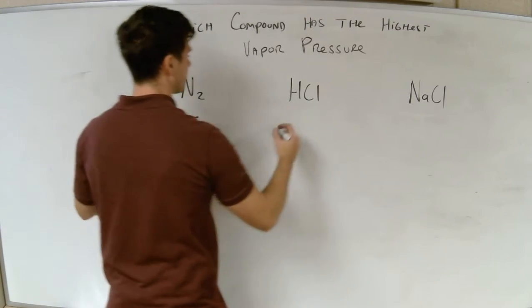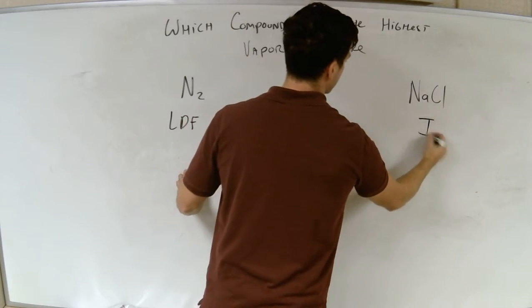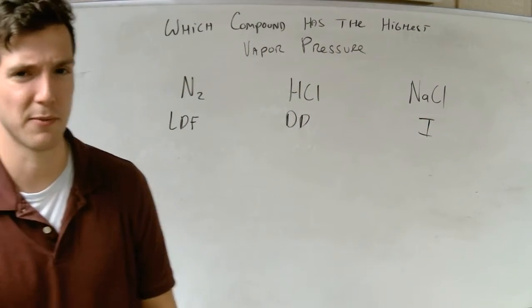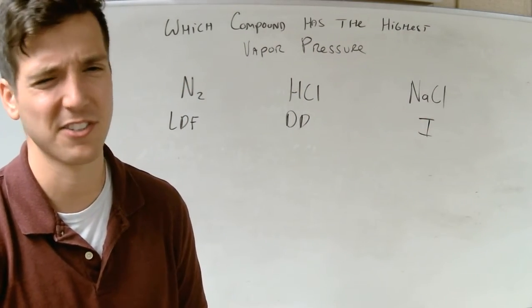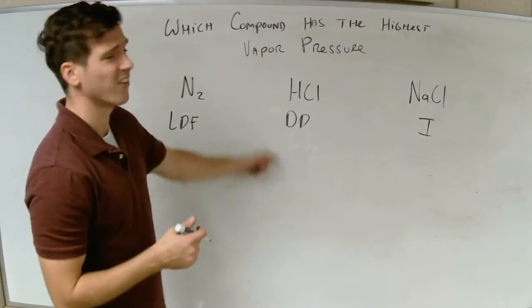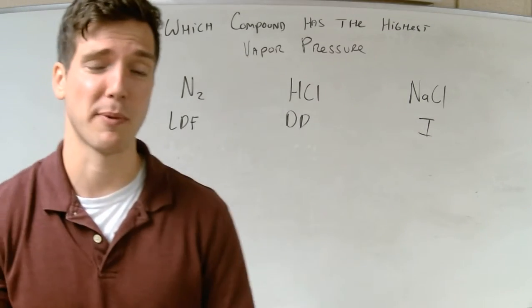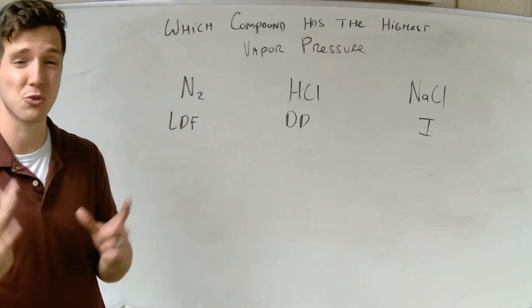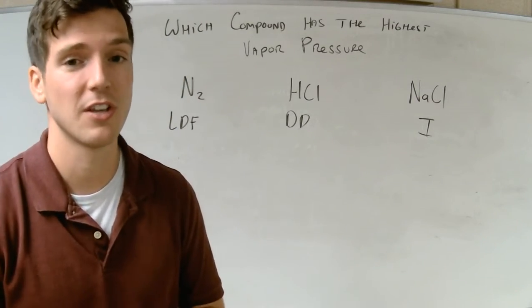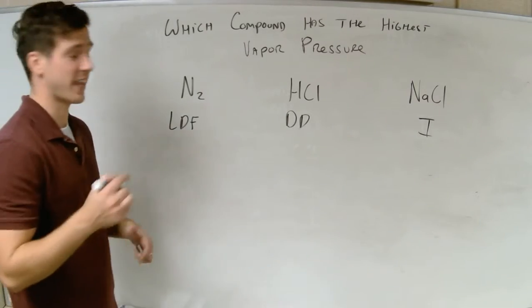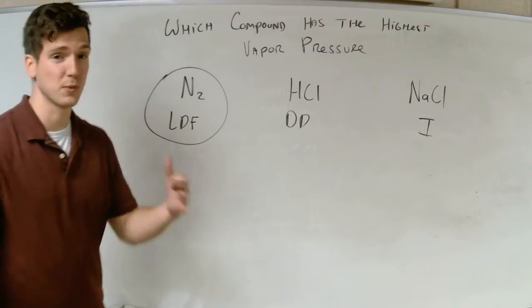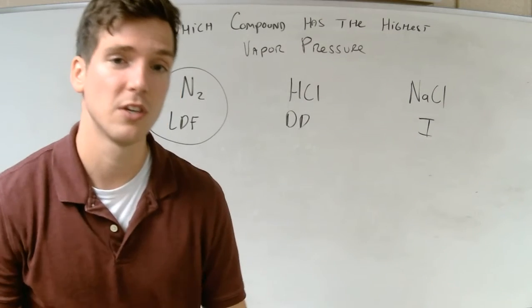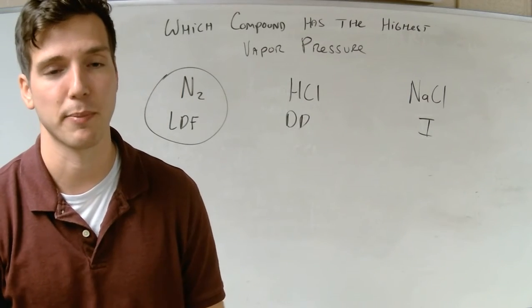Well, think about this. At room temperature, NaCl is a solid. It's not really giving off any vapor pressure because it's not turned into a gas. HCl, not giving off that much vapor pressure because it's not turning into much of a gas. But N2, it's got those really weak intermolecular forces, so it is already a gas, and it's really easy to excite those molecules, so it's got the highest vapor pressure.